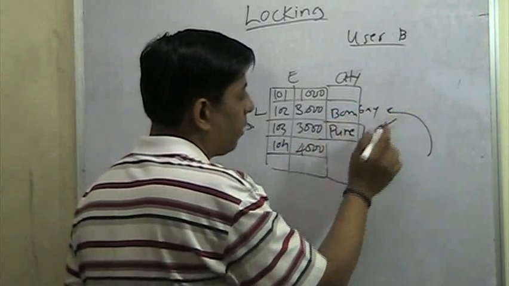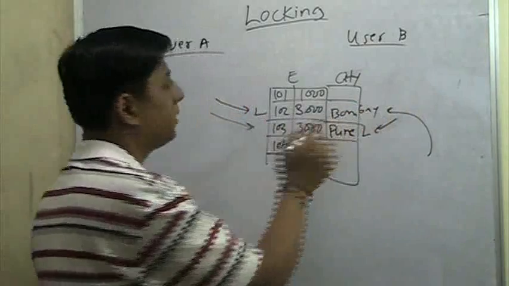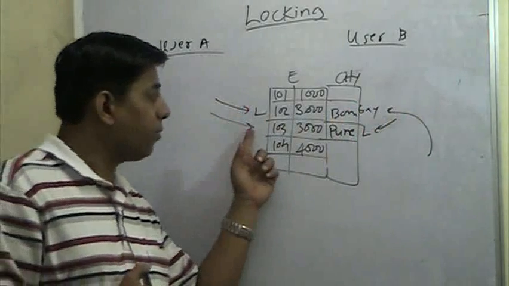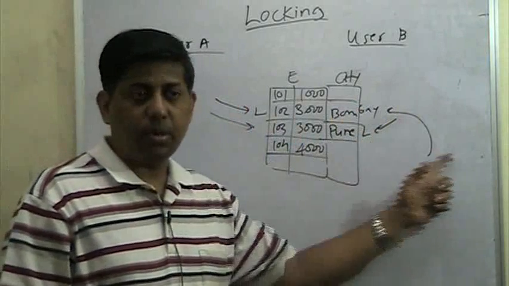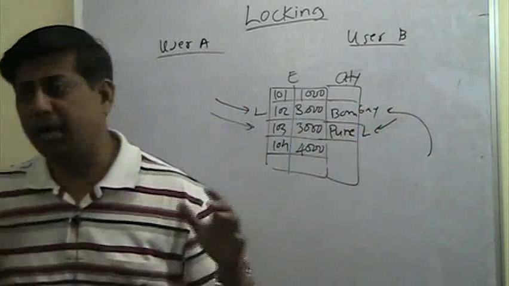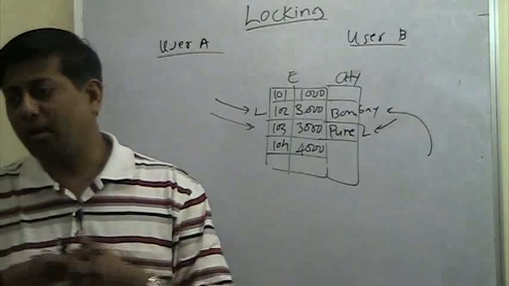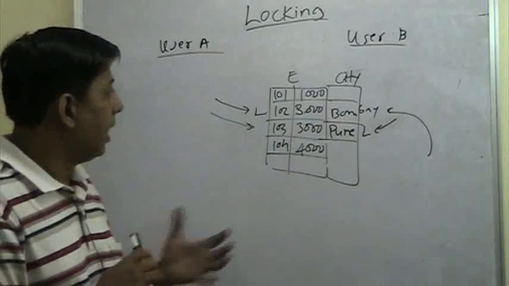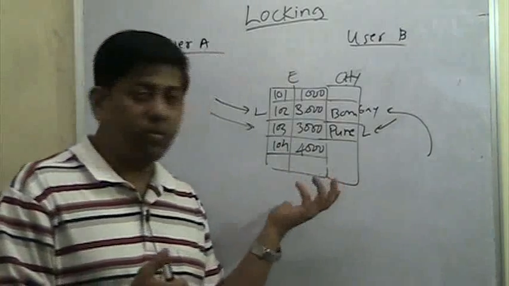So now this guy wants to acquire a lock on this, but this is acquired by this guy. So what is going to happen? Whatever I require is locked by this, and whatever you require is locked by me. So I'm not going to give you what you need, and you're not going to give me what I need. And therefore it's a deadlock situation. Then nobody can go further. Nobody can go further.